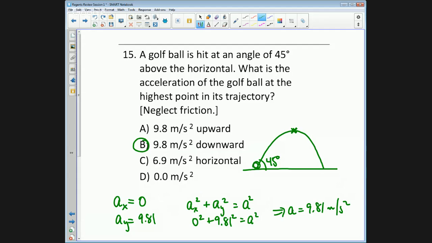Okay? Yes, Shiv, trajectory just means the path. So the highest point in its path, which is here. At every point here, it's 9.81. Every single point, it's 9.81. Down, down, down, down, down. Every single point. Okay?